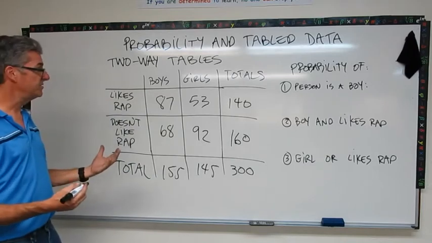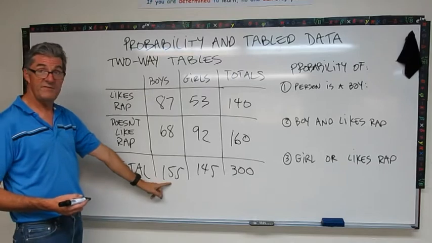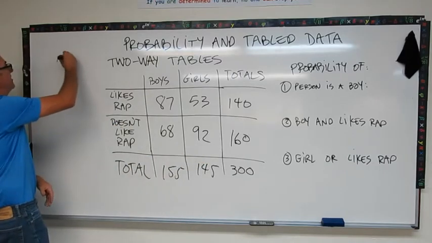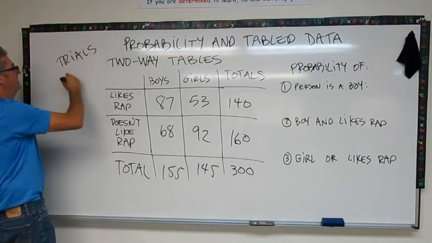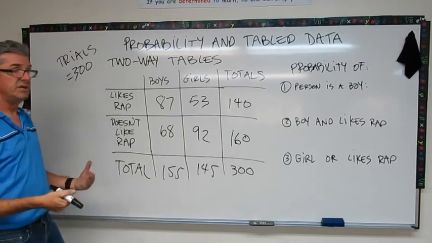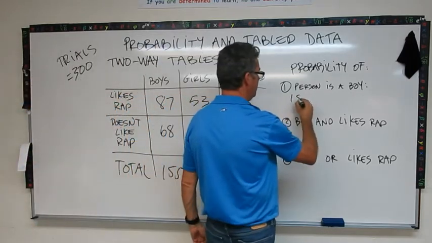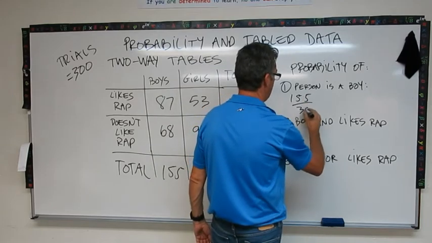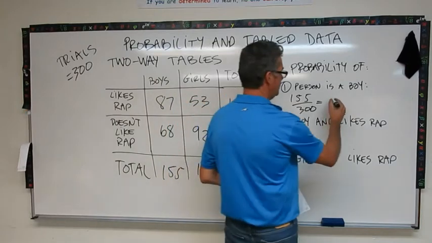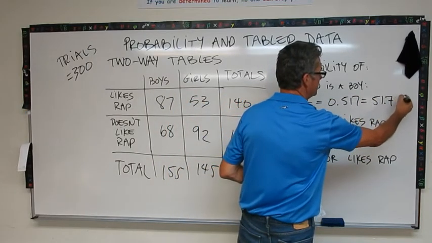It's just relative frequency. So we need to look at our total of boys. We have 155 boys out of 300 total. Remember, our trials here is 300. We asked 300 students this question. So that's the trials. So it's 155 out of 300. Go ahead and pause the video and do your calculation. I get 0.517, which is 51.7%.